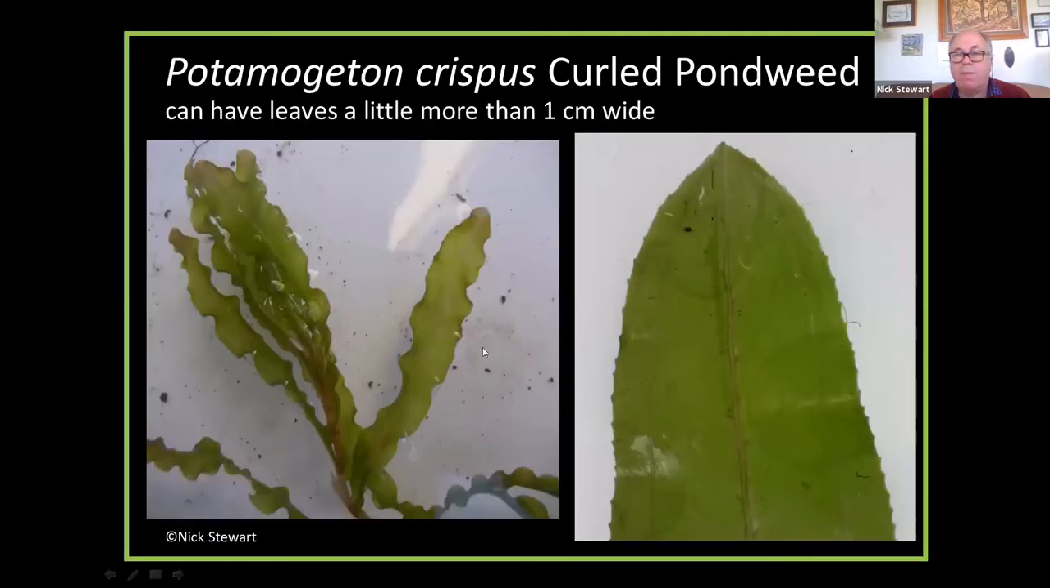So just to discuss some of the species around the 1 centimetre mark, there is the curled pondweed, which is a very distinctive one because it has very prominent teeth along the edges of the leaf. It's the only species that has that. But the leaves are essentially parallel-sided, so it's one that I will cover in more detail in the narrow-leaved when we discuss that in a later webinar.